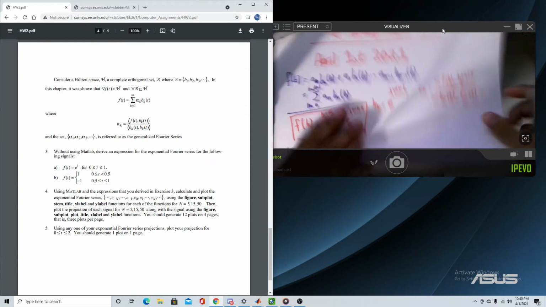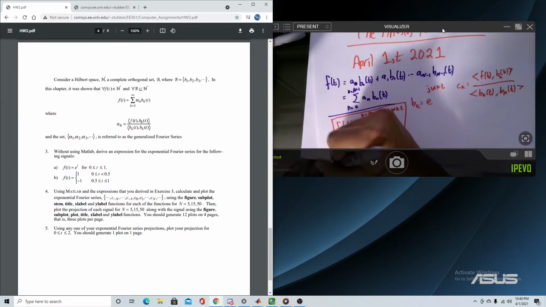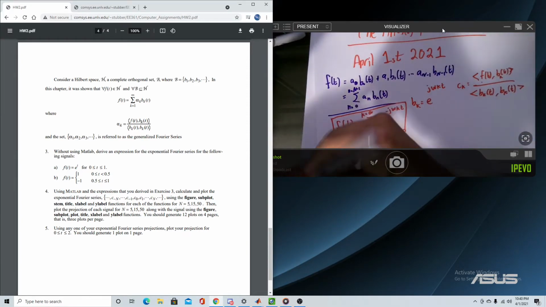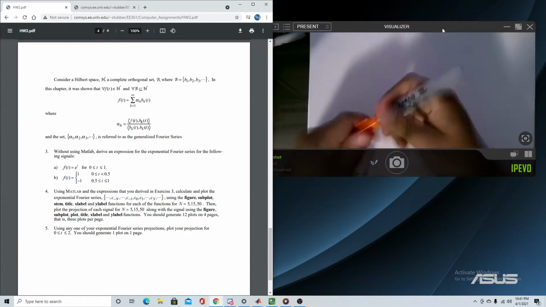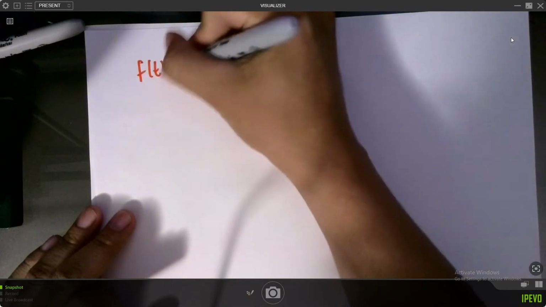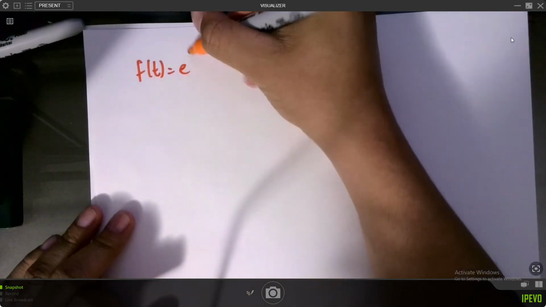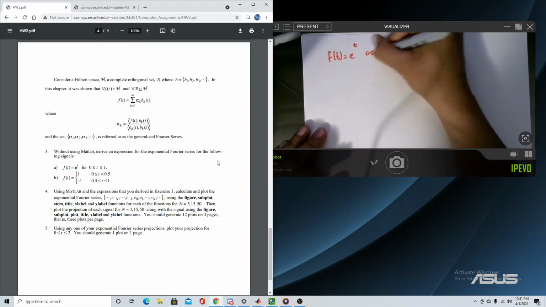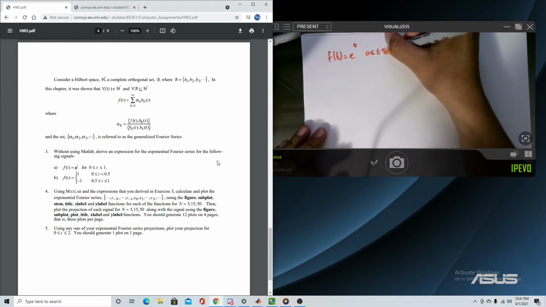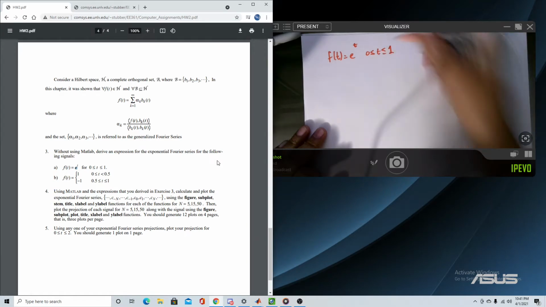So I'm going to bring out another piece of paper. This is page 1. The function that we want to map is e to the t, from 0 to 1. Are we including the endpoint? Yes, we're including the endpoint.